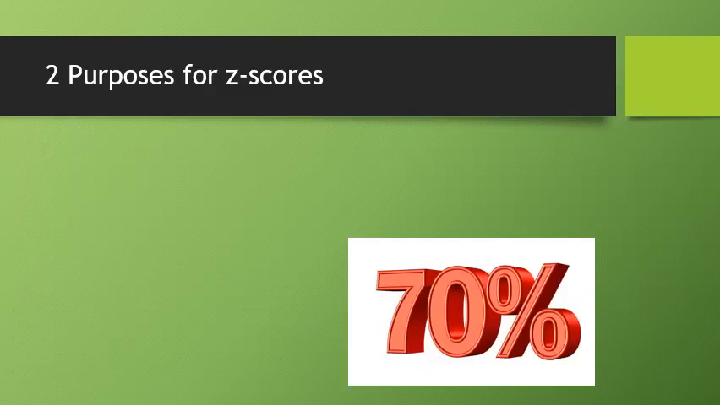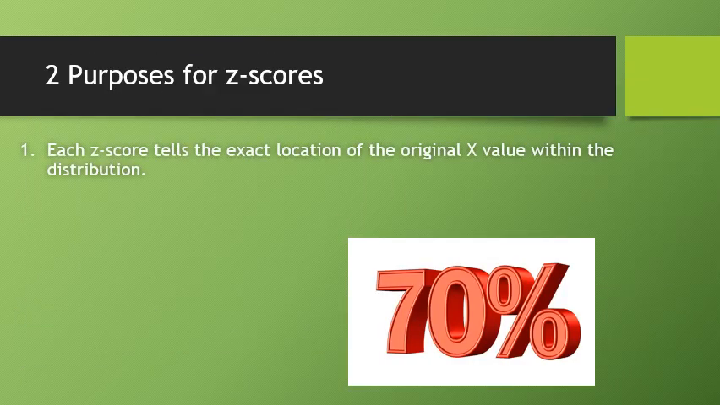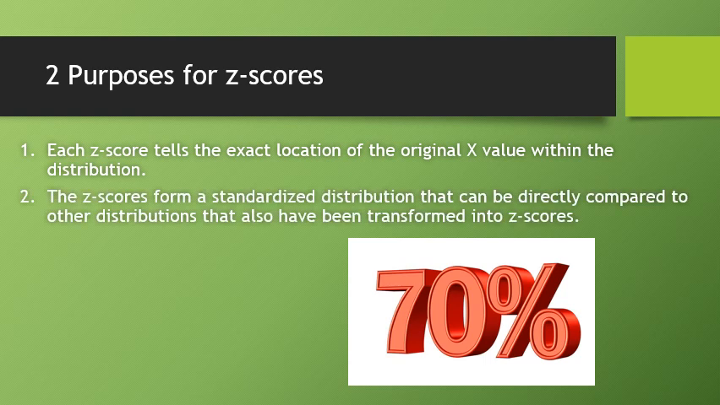So there's 2 main purposes for z-scores. The first one is each z-score tells the exact location of the original x value within the distribution. And then the z-scores from a standardized distribution can be directly compared to other distributions that have also been transformed into z-scores. So transforming 2 different sets of data into z-scores makes it so much easier to compare.